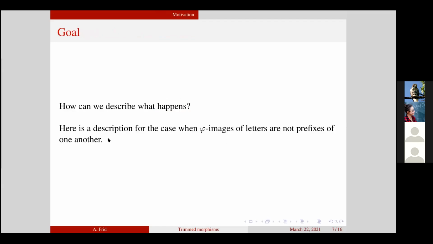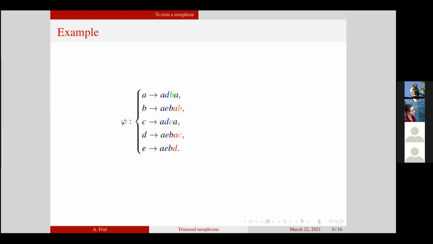Sorry, I did not say that, unfortunately, the situation is rather complicated, even in the case when the phi images of letters are not prefixes one of another. So it's a prefix-free morphism. Even in this case, which is trivial in the binary case, here there is something to do. So this is an example of what may happen. This is a more or less arbitrary square-free morphism over 5 letters.